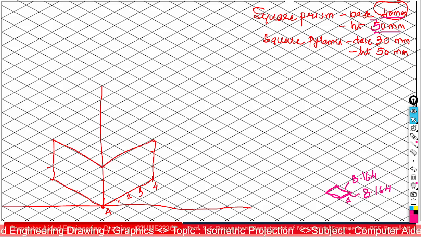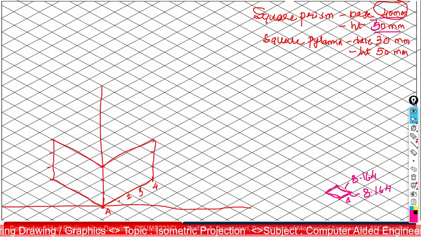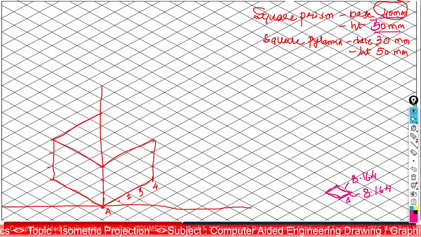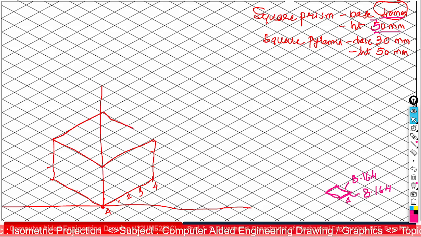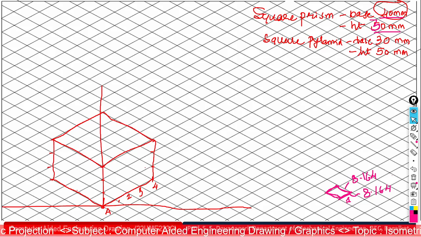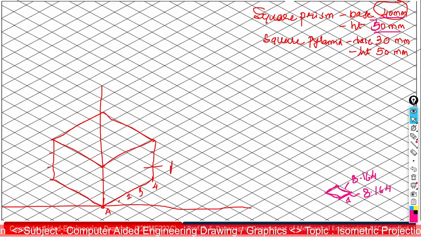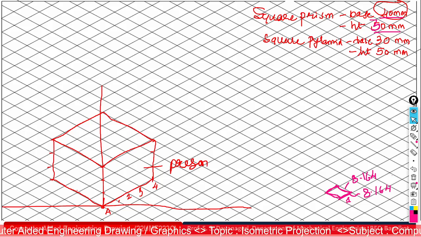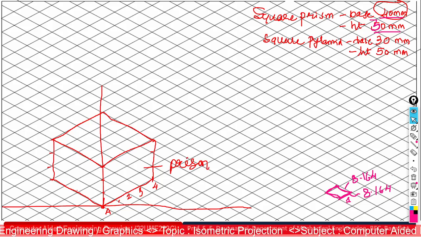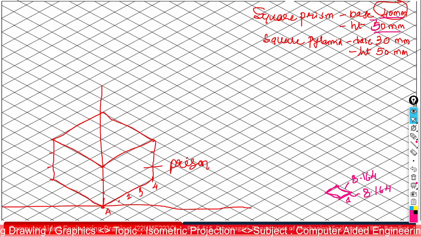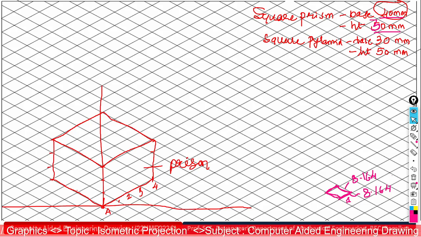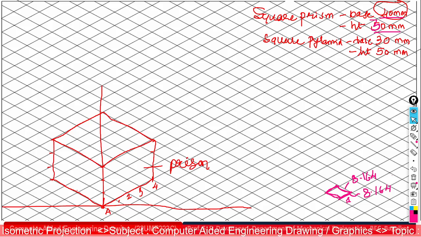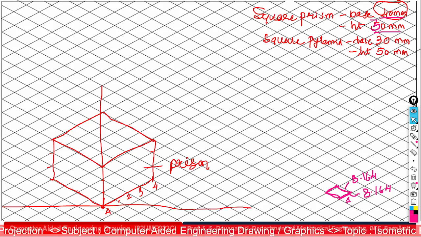Similarly, you draw with thin lines here: 1 unit, 2 unit, 3 unit, 4. 1 unit, 2 unit, 3 unit, 4. So now you got the isometric projection of a prism. Next, over this one you need to construct a square pyramid.